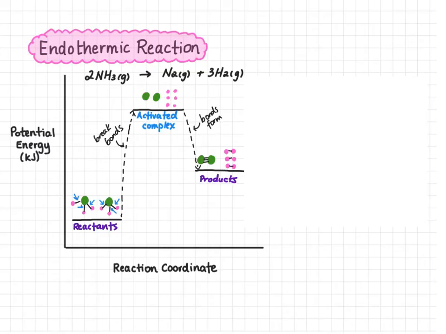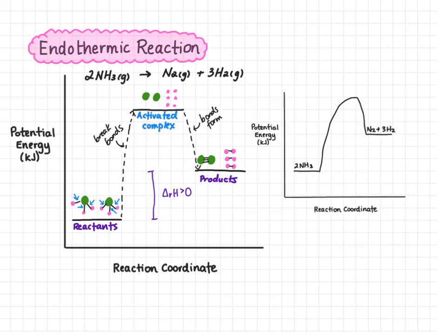And so what we have here is our reactants are at lower potential energy than our products. And so our overall enthalpy for this reaction is going to be positive, because more energy is needed to break the bonds in our reactants than we get back when bonds form in our products. So once again, we can simplify this diagram.